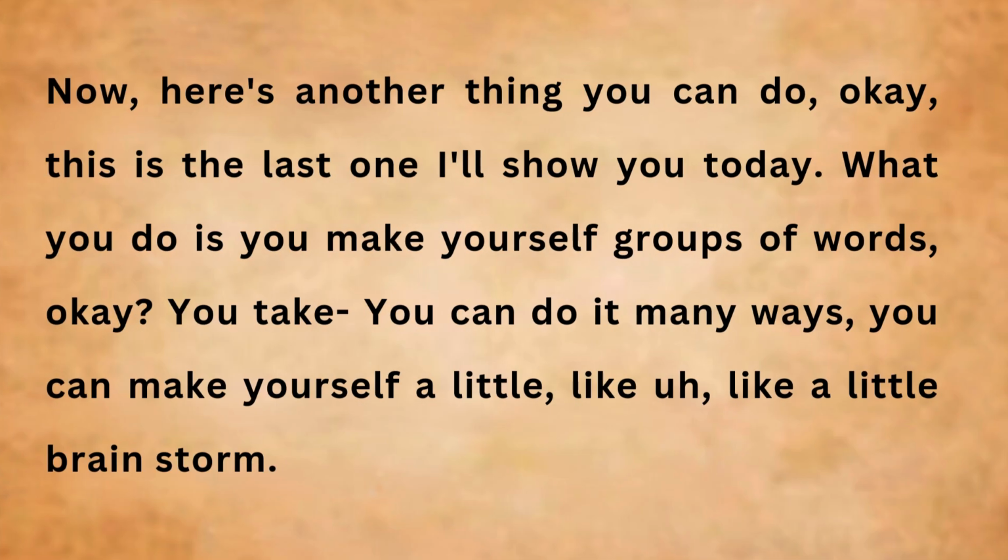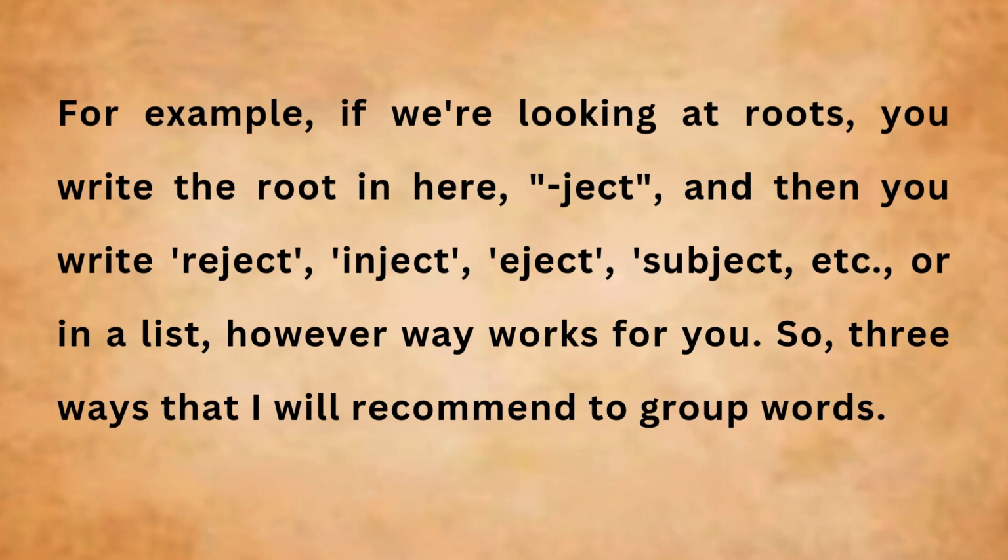Now, here's another thing you can do, okay? This is the last one I'll show you today. What you do is you make yourself groups of words. You can do it many ways. You can make yourself a little brainstorm. For example, if we're looking at roots, you write the root in here, ject, and then you write reject, inject, eject, subject, etc., or in a list, however way works for you.